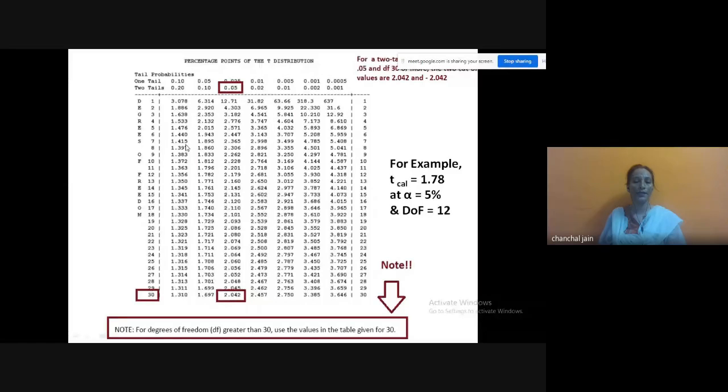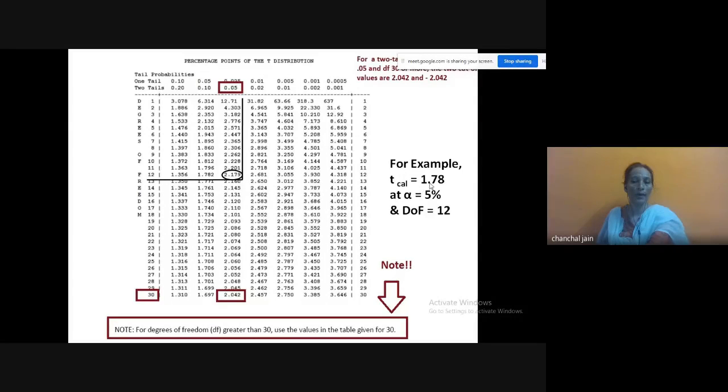How will you check the tabulated t value? With the help of these two parameters: the level of significance and the degree of freedom. Here you can see one tail and two tail tests are written, so accordingly you need to select the level of significance, and here degrees of freedom are listed. Suppose the degree of freedom is 12, the level of significance is 5%, and we are checking for the two tail test. You can see this is the tabulated t value, that is 2.179.